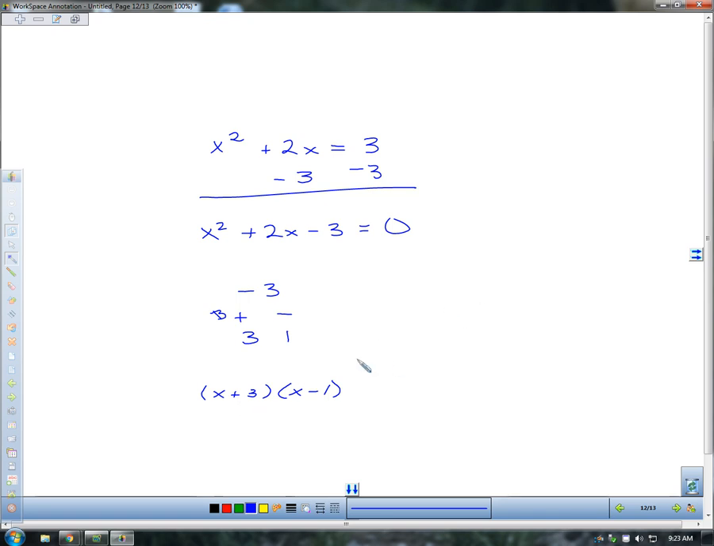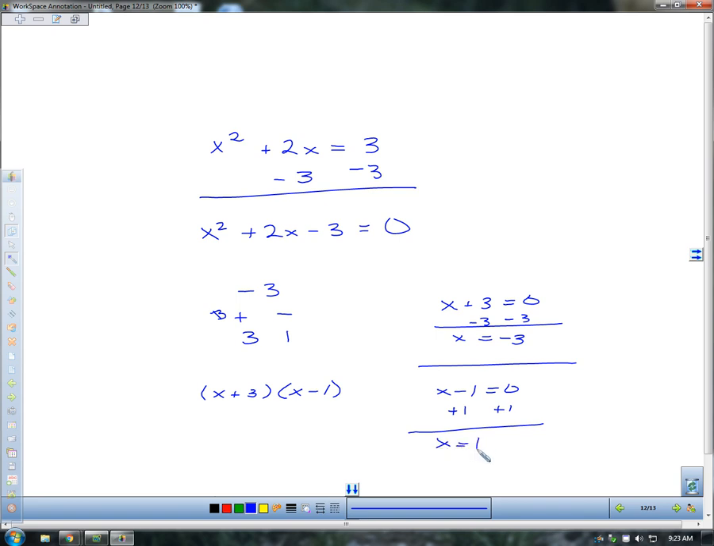There they are. So I know x plus 3 equals 0. So x, if I subtract 3 from both sides, x equals negative 3. x minus 1 equals 0. So if I add 1 to both sides, it's equal to 1. Okay? Two solutions.